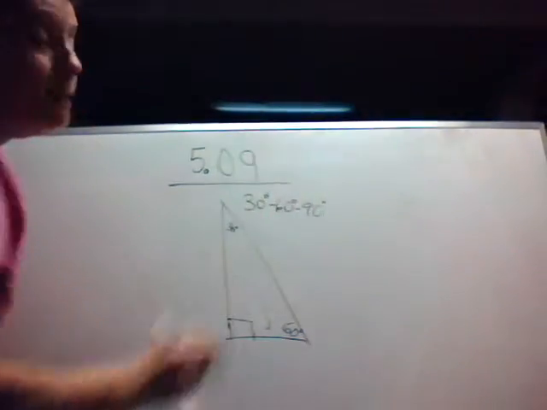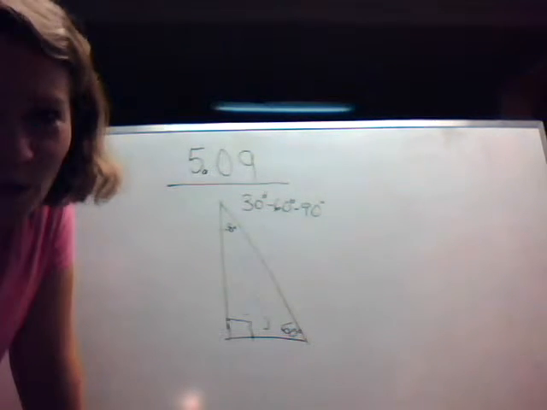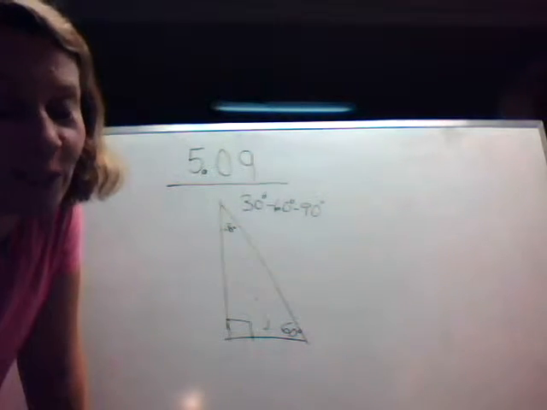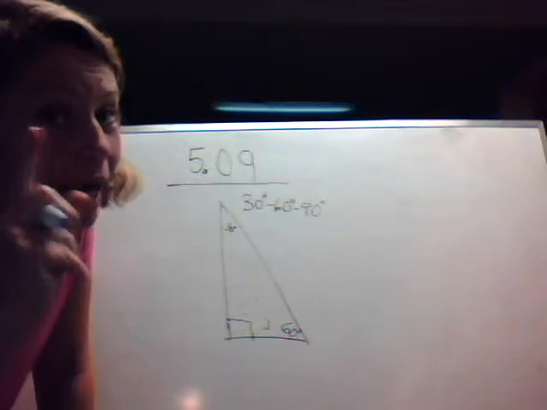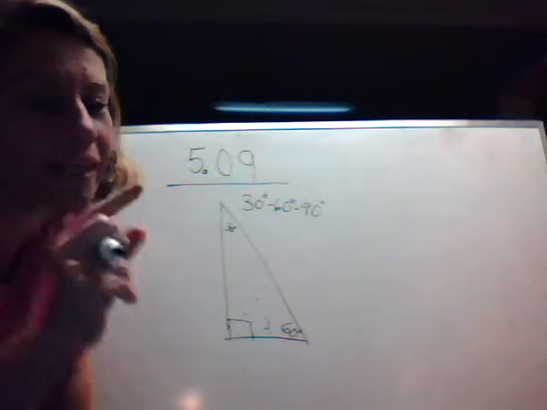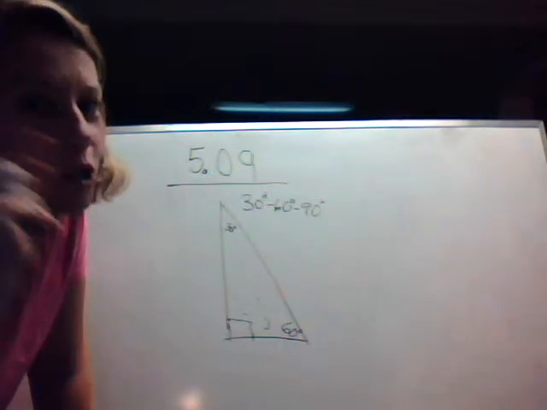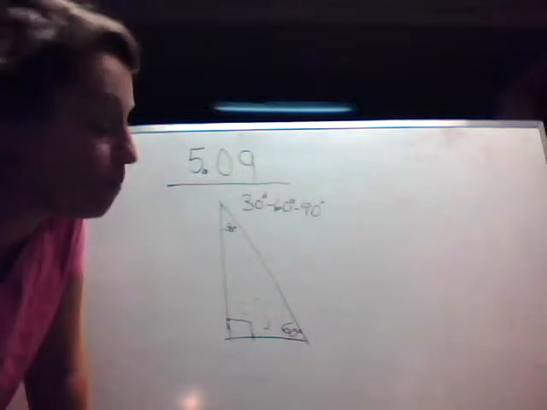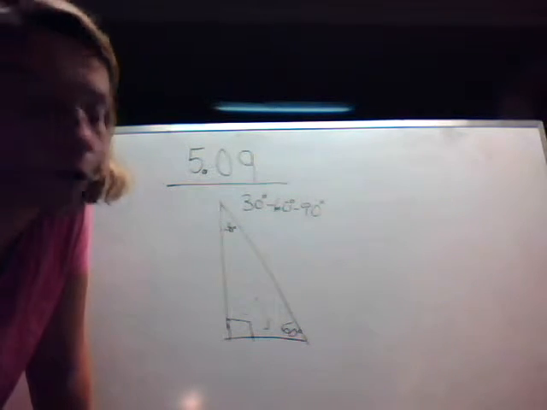Now, Mrs. Blankenbeckler is very short. And so she likes 30, 60, 90 because in a 30, 60, 90, the short guy is the important one. The short guy is what everything pivots on. If you know the short guy, you got the other two sides. Okay, it's really easy.